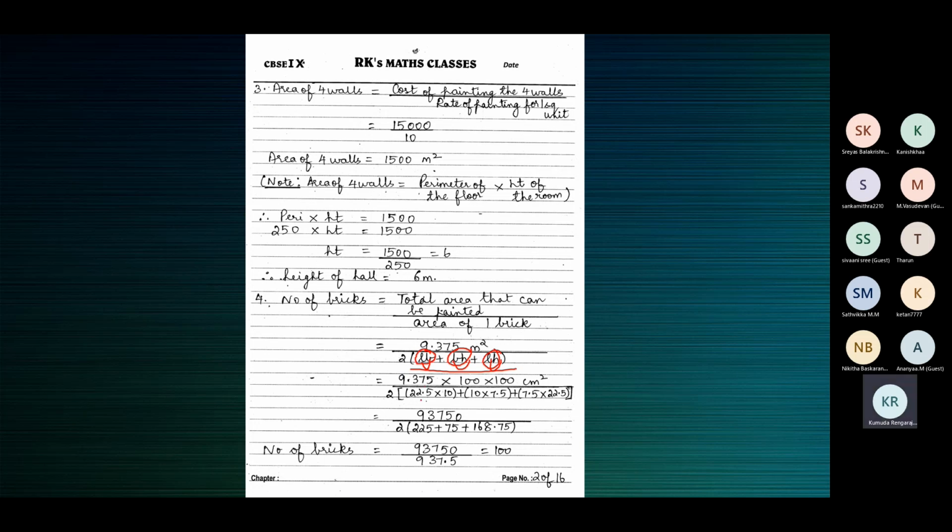So see here, this product is 225. This product is 75. This product is 168.75. You should add these three, 225, 75 and 168.75, and then multiply by 2, which gives you 937.5. The numerator is 93750. Division, 100 bricks.